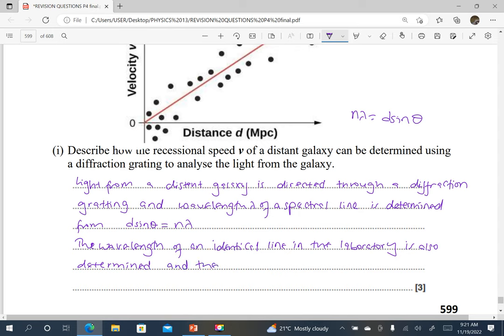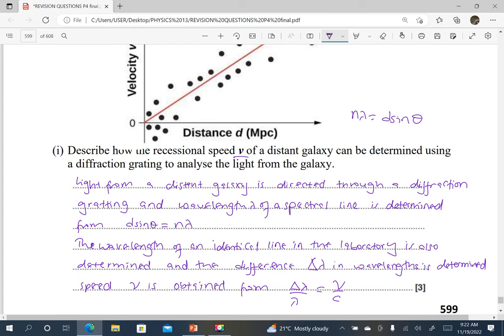And the difference in wavelengths, delta lambda, is determined. So then the speed v is obtained from the expression delta lambda over lambda is equal to v over c, where c is the speed of light.